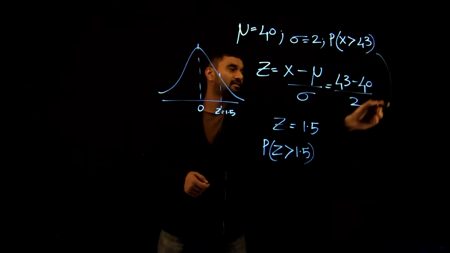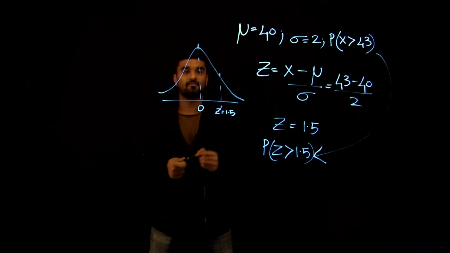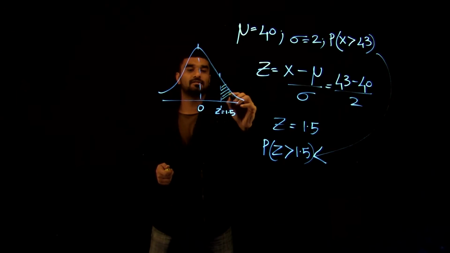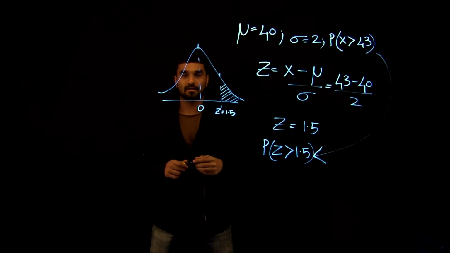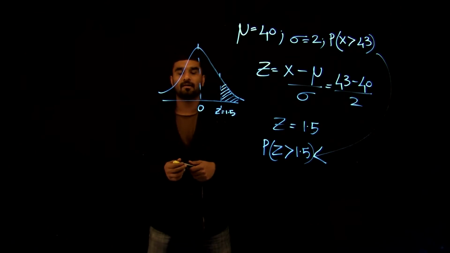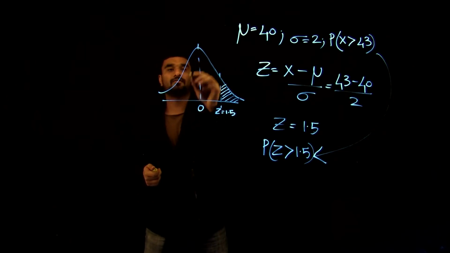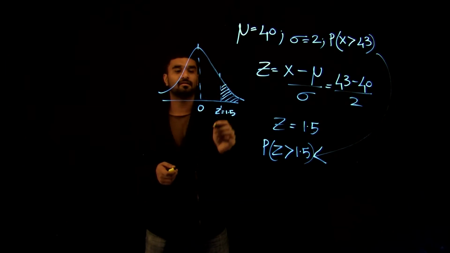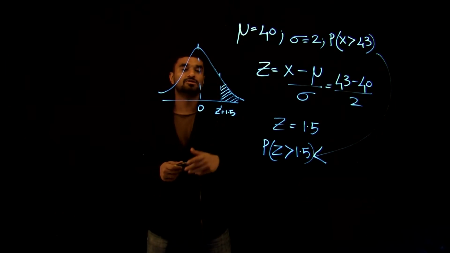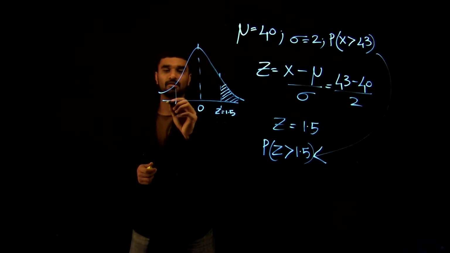So your probability of x greater than 43 becomes the probability of z greater than 1.5, which is the area of the shaded region in this graph. If you look up any normal distribution table, it can either give you this value directly, or sometimes the table gives you a value up to a certain point. For example, it could give you the area under the curve till z equals 1.5. To find this, you can go about it in two ways.